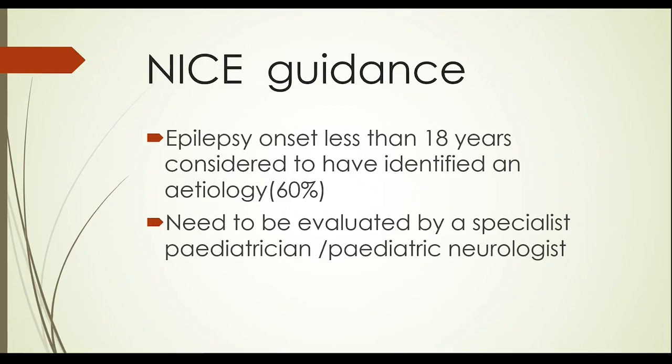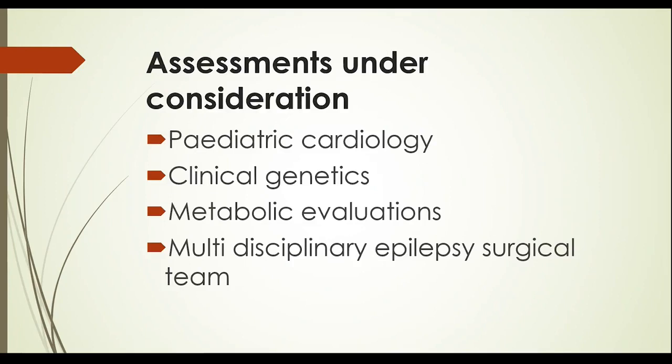According to the NICE guideline, for epilepsy onset under 18 years, an etiology is identified in about 60% of cases. So, unlike in adult medicine, we have an identifiable etiology for most cases. That is why pediatric epilepsy is a completely different subject from adult epilepsy. It must be evaluated by a pediatrician or a pediatric neurologist, not by an adult neurologist. Assessments under consideration are pediatric cardiology, sometimes very important because it can be the root cause, and clinical genetics and metabolic evaluations. Rarely you might need the help of multidisciplinary epilepsy surgical teams as well.